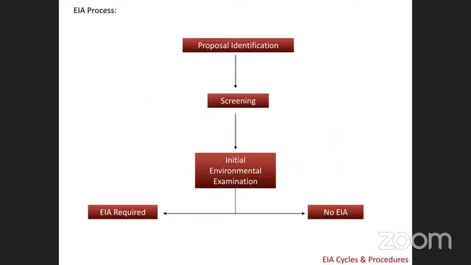In the EIA process, the first step is the proposal identification and screening, whether an environmental impact assessment is required or not. After the initial environmental examinations, if required, we need to apply for the EIA decision making.